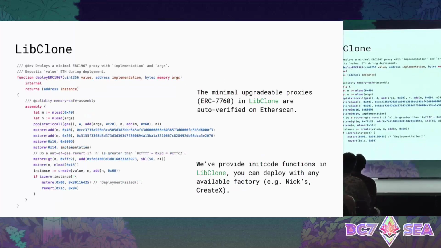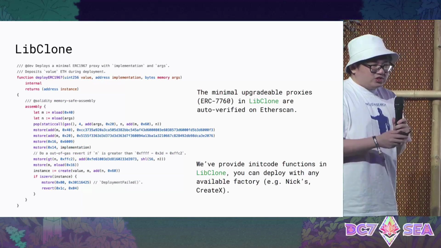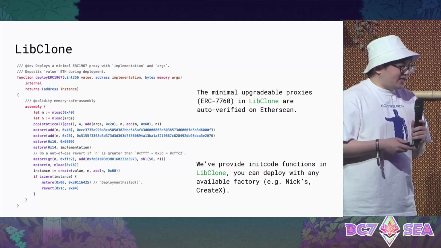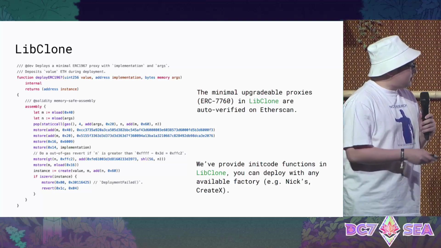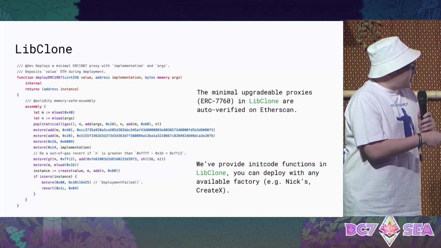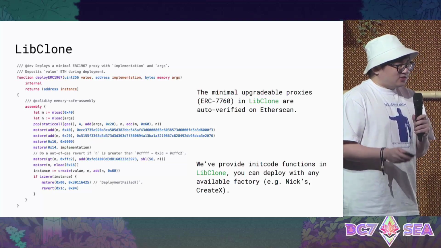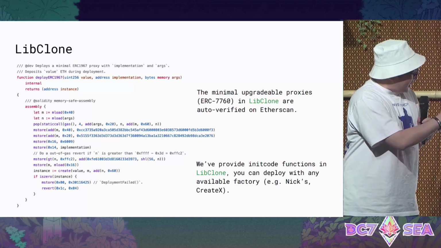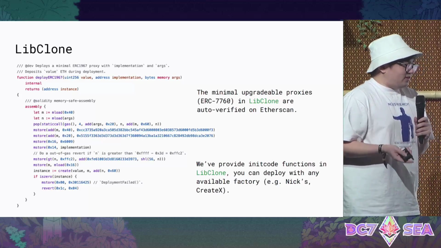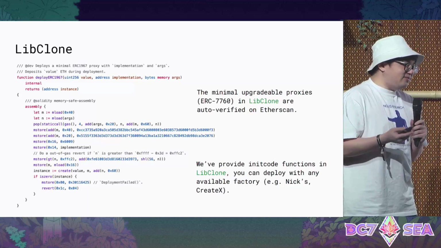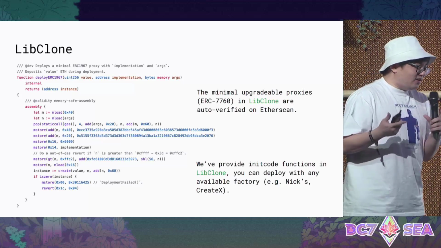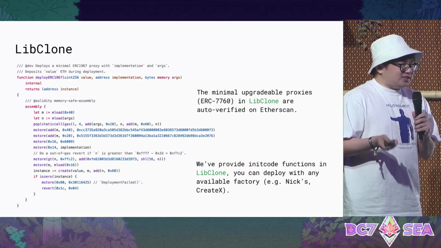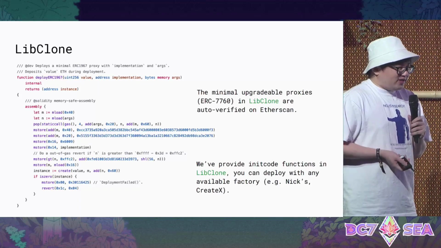Okay, in LibClone, we have this function called deployERC1967, which deploys a minimal bytecode proxy that is upgradable. It's based on this ERC called 7760. This proxy has been written for more than a year, but recently we wanted to consolidate all this into an ERC so that block explorers can implement auto-verification easily.